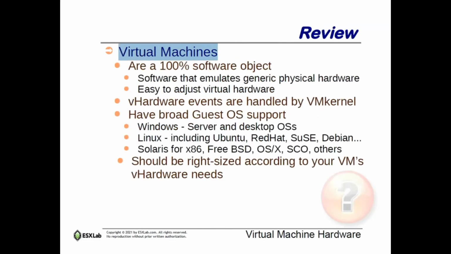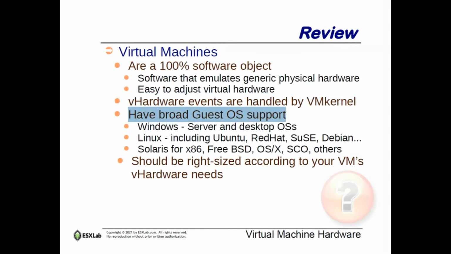A virtual machine is a 100% software object, starting with the virtual hardware layer. Virtual hardware is software that faithfully behaves like generic PC server hardware. And because it's software, it's very easy to adjust virtual hardware. You can add devices, remove devices, configure devices, scale up devices, compute resources, and so on. Now, virtual hardware simply hands off I/O events to the VM kernel, and the VM kernel completes the I/O event for the virtual machine, the VM kernel sending the I/O event to the appropriate underlying physical hardware.